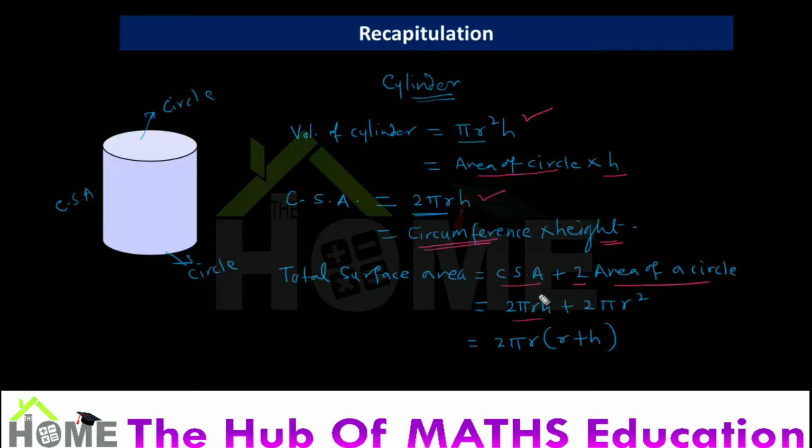So 2 pi r h will be the curved surface area, plus pi r square is the area of circle, so 2 into pi r square. From this, 2 pi r will be a common factor, so inside the bracket it will be r plus h.